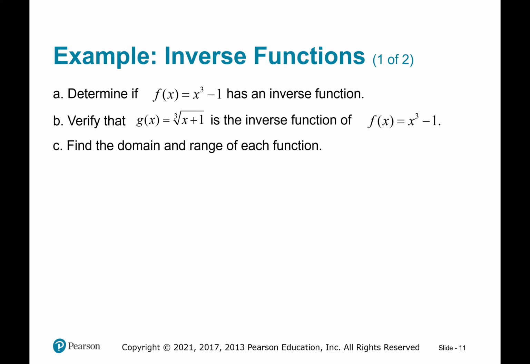I have a function. I can graph that function. If I can draw horizontal lines through it and not hit the function's graph in more than one place, that function has an inverse. It is 1 to 1.